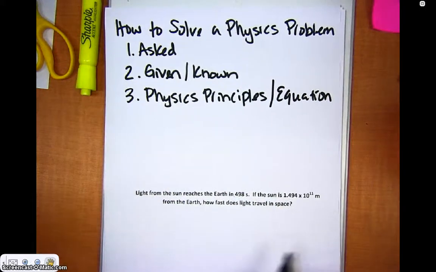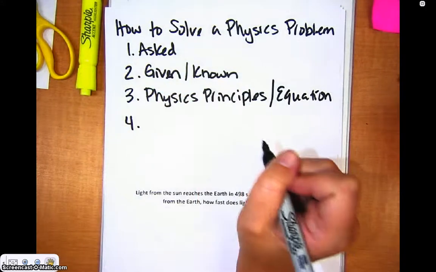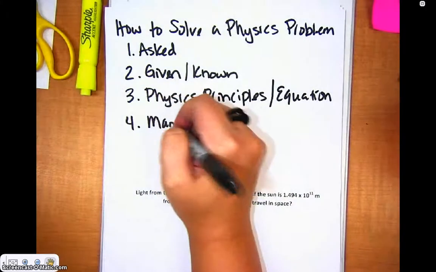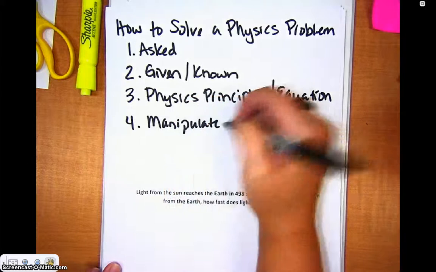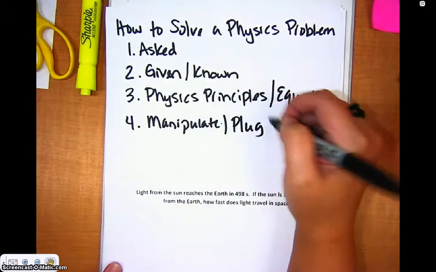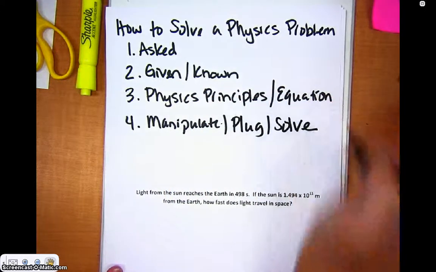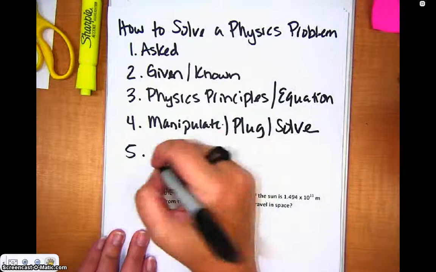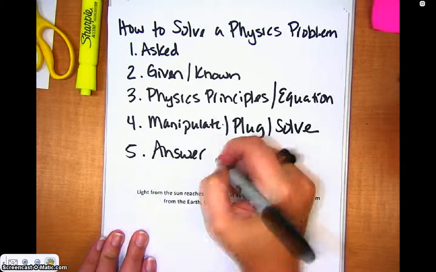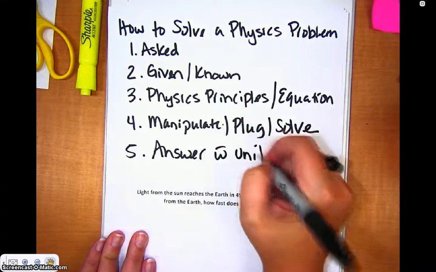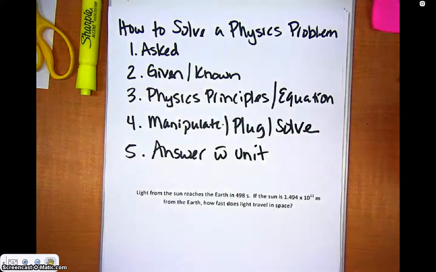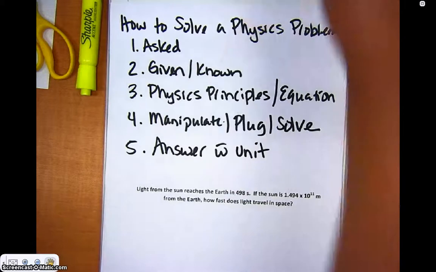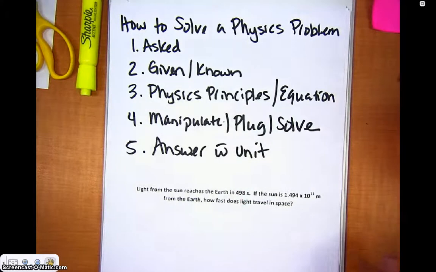Then after we've done all those things, we are going to do some work: manipulating equations, plugging in variables, and solving. And then the last step is to write our answer, and our answer must always include a unit. Okay, so let's go ahead and follow this process for answering this simple problem. It's actually the first one from the classwork on speed and velocity calculations.